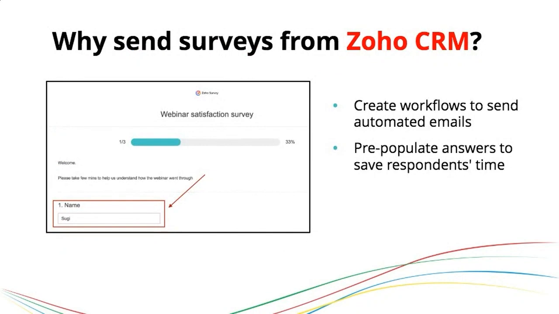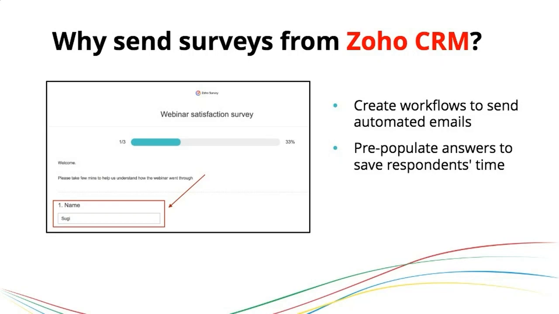Now, what could be done for the respondents? Like, what benefits will they get when the survey is integrated with Zoho CRM? Basically, when a survey is sent from CRM, you can personalize the survey form just because you already know about them, like their name, their email, or which company they are from. And just because we know this, we can pull that information from CRM and display it on the survey. And you can save time for the respondents.